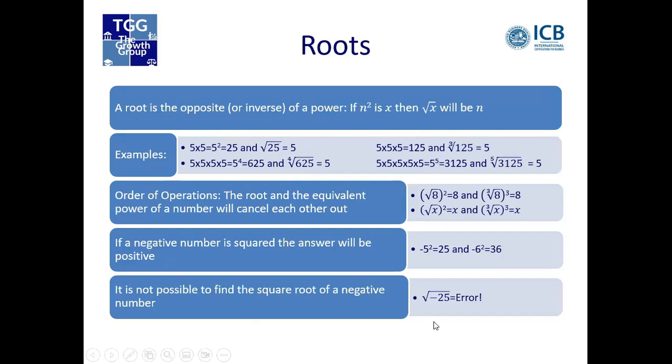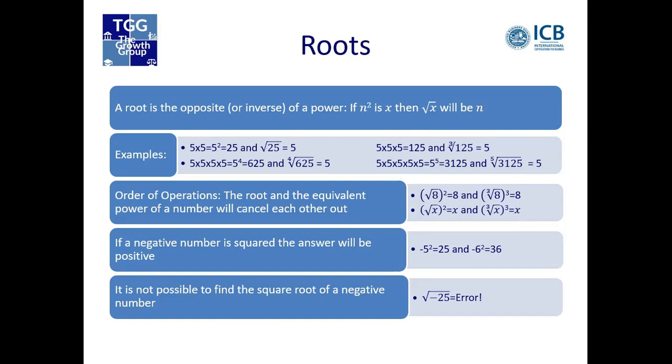What about roots? A root is the opposite, or the inverse, of a power. So if n squared is x, then the square root of x will be n. Okay, let me show you some examples. We go back to our 5 squared example. 5 squared equals 25, and the square root of 25 is 5. 5 times 5 times 5, as we saw on the previous slide, is 125, and the cube root of 125 is 5.